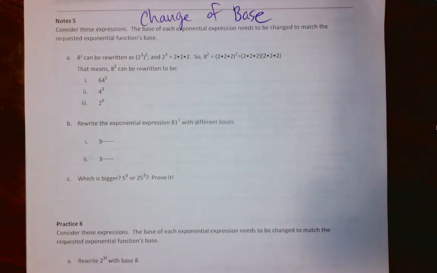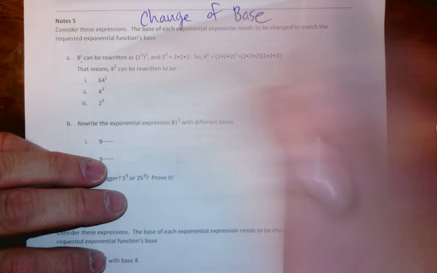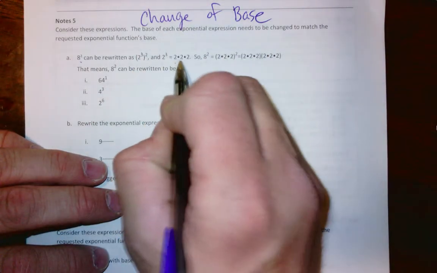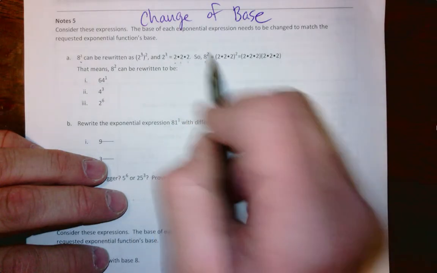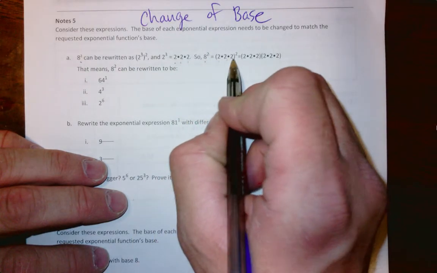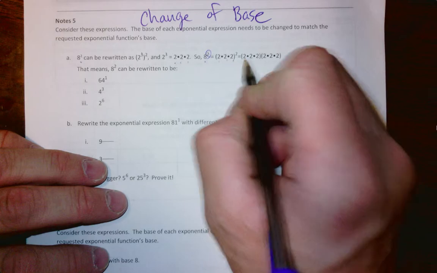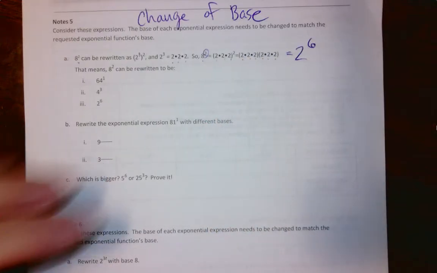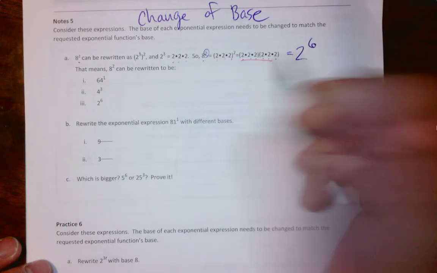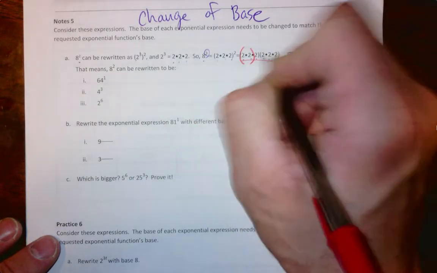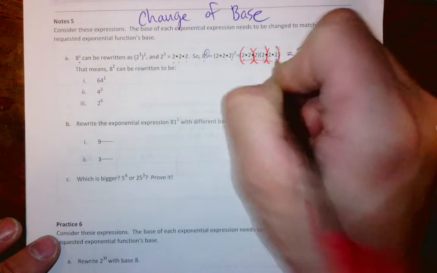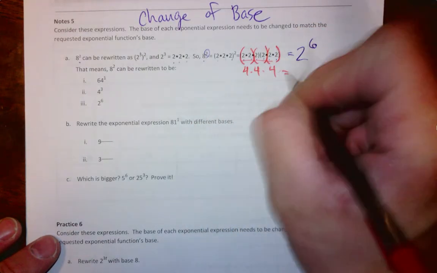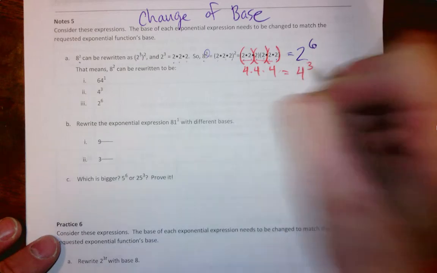So we could rewrite 8 squared. Well, 8 is 2 to the third. 2 to the third is 2 times 2 times 2. So that means 8 squared is 2 times 2 times 2 squared, or 2 times 2 times 2 times 2 times 2 times 2, 2 to the sixth. Because we can write all of these 2's spread out, we can combine those 2 and those 2 and those 2, which makes 4 times 4 times 4. And that would happen to be 4 to the third.